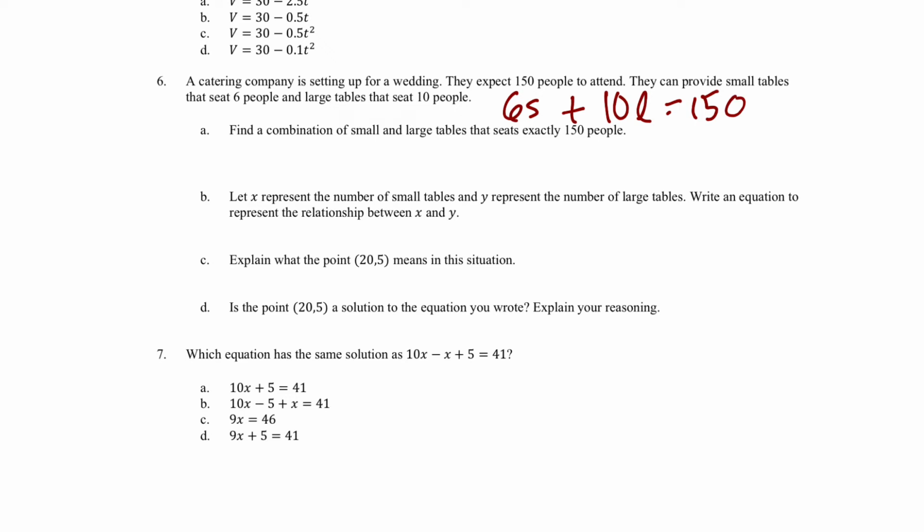Right? I know, for example, that if I multiply 5 times 6, I'm going to get 30. That leaves me with a nice even number. Let's say I have S equals 5. That's 30 people. Subtracted from that, I'm going to have 120 people I still need to seat. If I divide 120 by 10, I get a nice even 12. So then I would have 5 small tables and 12 large tables.